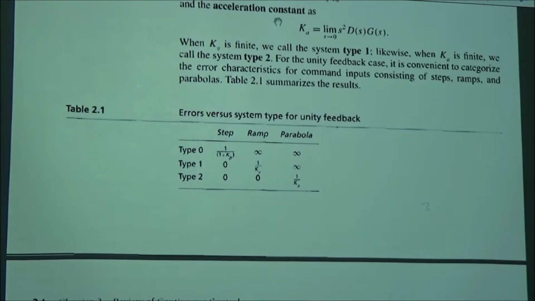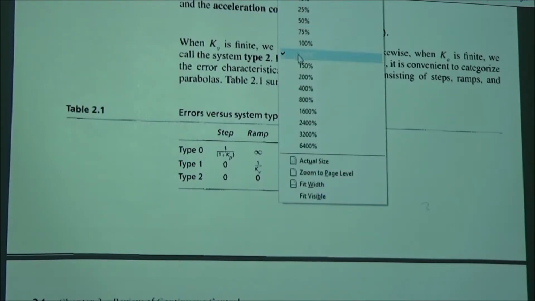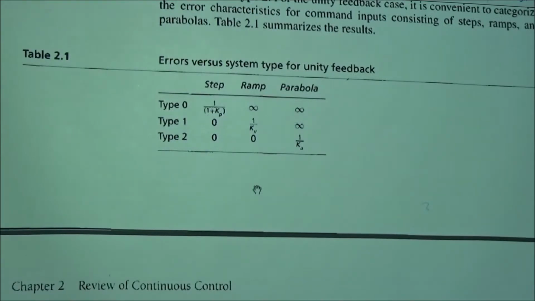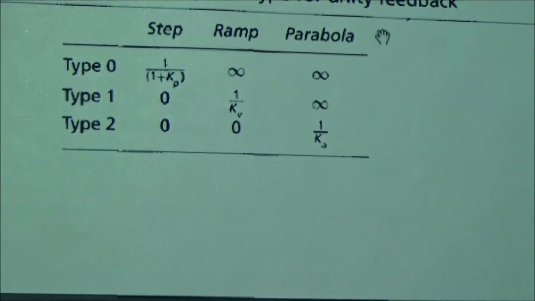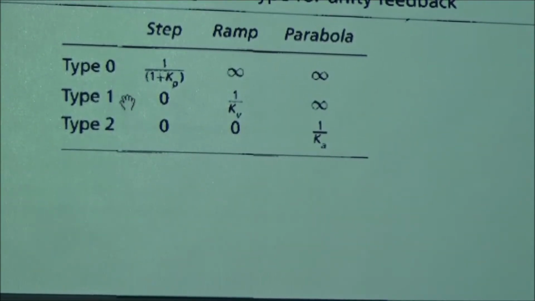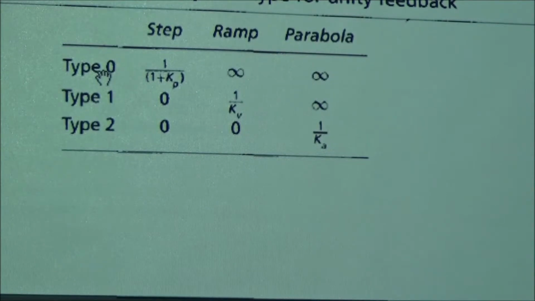This table right here shows you types of plant versus types of input. If you have a type 0 plant, that means you have no individual isolated S in the denominator. The steady state error is 1 over 1 plus Kp. At the same time, if you put a ramp input into a type 0 system, you'll get an infinite error, or a parabolic infinite error. So this is the first row of that table.